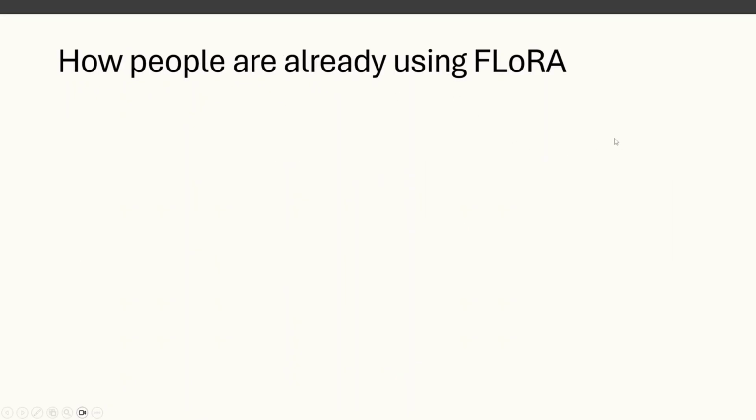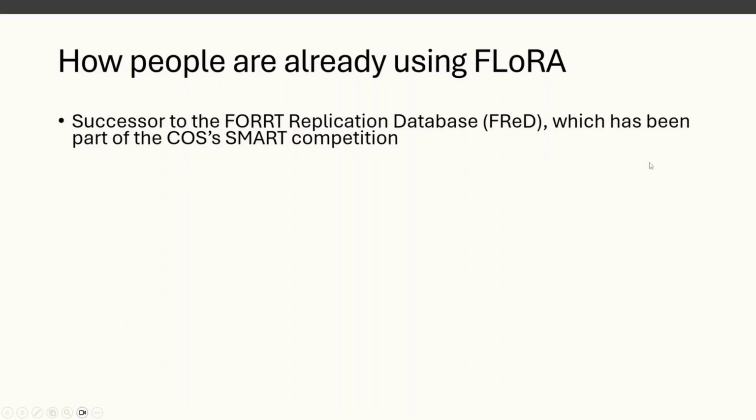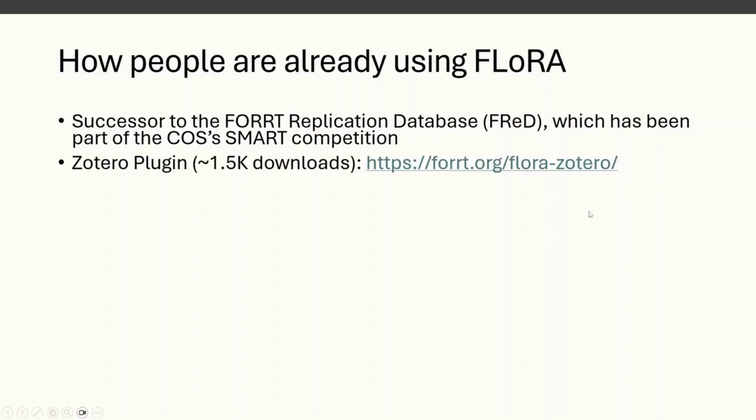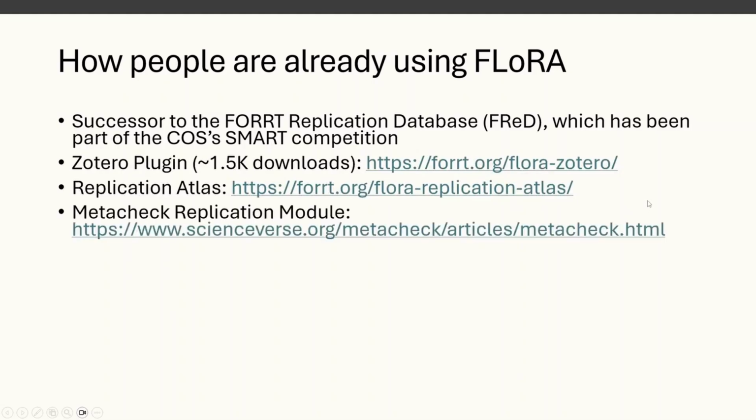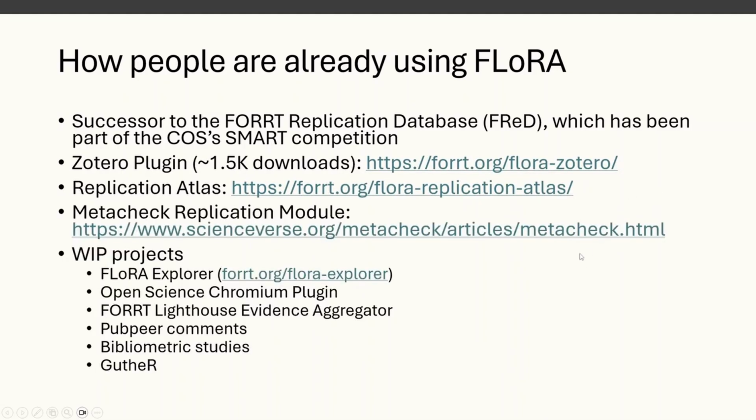People are already using FLoRA, so the project that you contribute to is something that is visible. The predecessor from which FLoRA inherited about half of its data, FRED, has been used for the COSS Smart Competition. We have a Zotero plugin with lots of downloads. We have a Replication Atlas interface, a meta-check module that automatically rechecks for replications, and lots of other projects in the works or finished. Last but not least, the Guess the Replication game, where you can guess replication outcomes based on title and abstract.